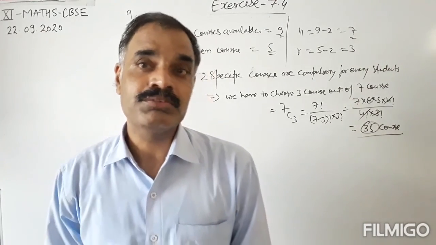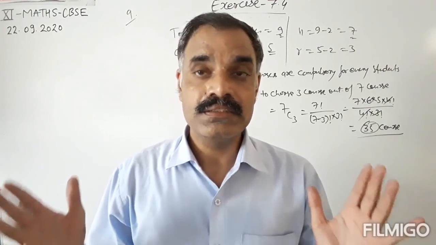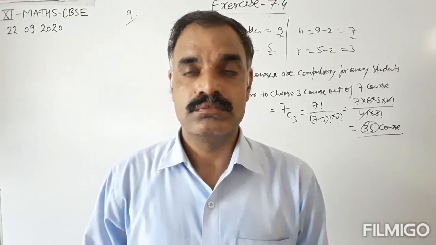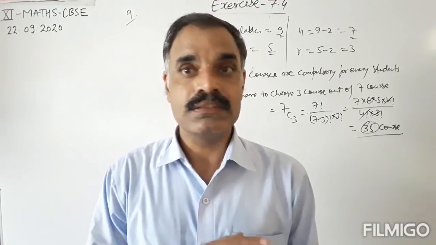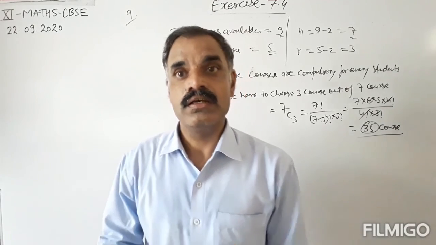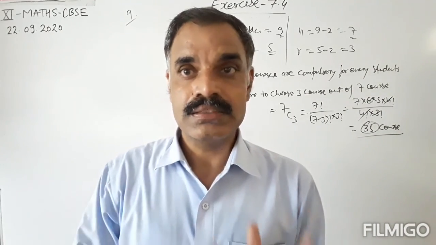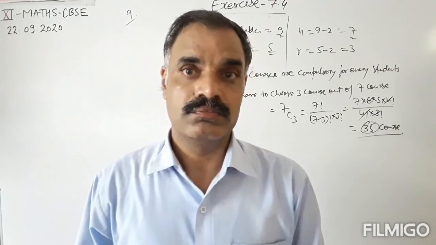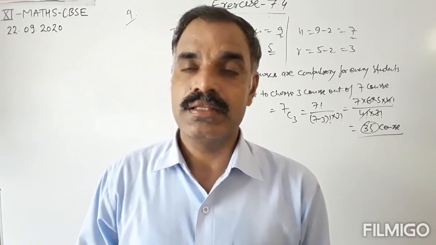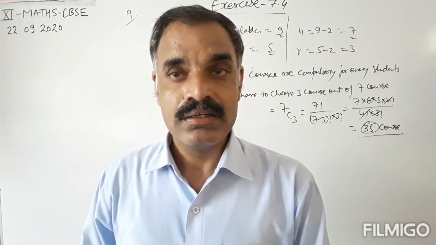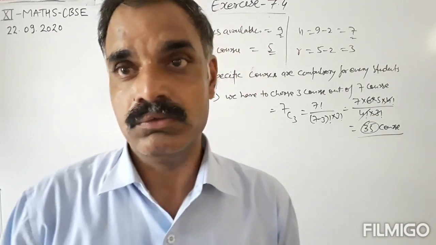Okay, so this was exercise 7.4. In this exercise we have solved the questions of combination. Combination means just selection, and selection can be done in any order, means selection does not require any order. So selection means selection without ordering, and that can be done using nCr. nCr means factorial n upon (n minus r) factorial into r factorial. Okay, thank you.